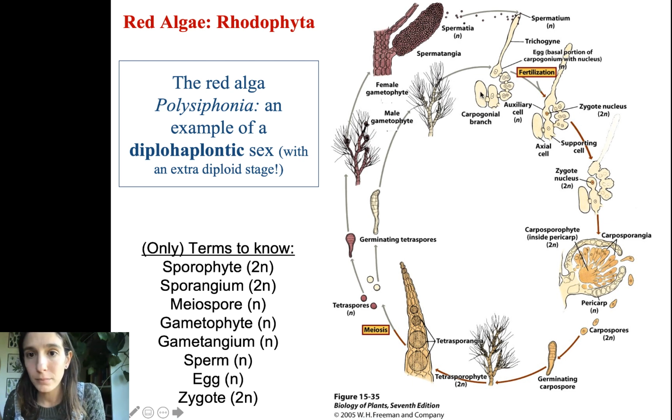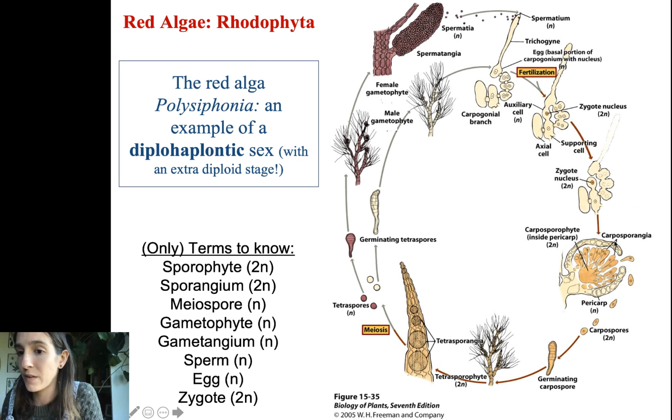Great. The egg and the sperm, they fuse in fertilization. No surprises there. One sort of difference here, though, is that the sperm fertilizes the egg, and then the egg is retained on this female gametophyte. Okay? And so since this is diplohaplontic sex, that zygote will go through mitosis. And that's what's happening here.